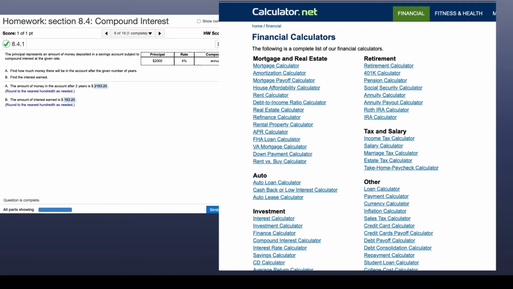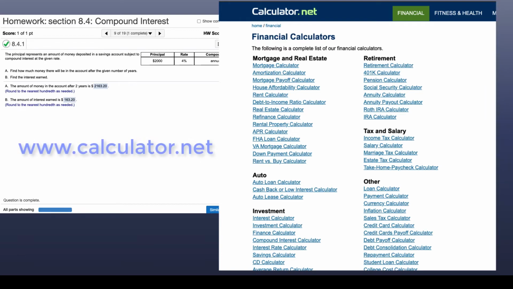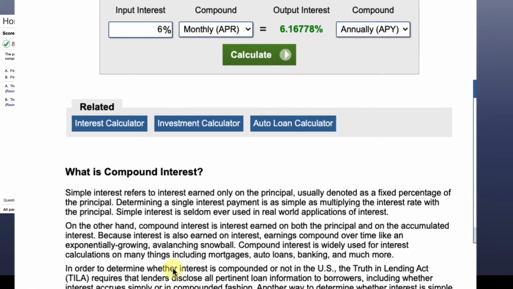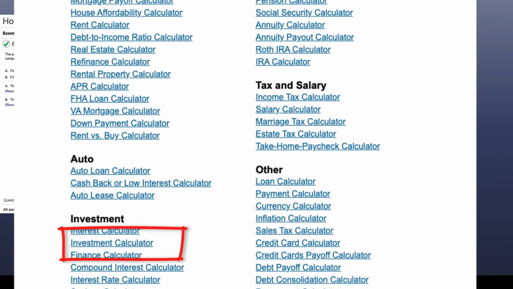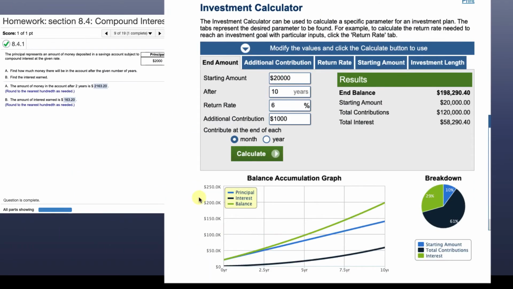So this is a website online that's a financial calculator. I'll put the link to this website in the description of this YouTube video. Tons of calculators on this website. So sometimes so many resources, it's hard to know what to use. So we're going to use a compound interest calculator right down here. All right, whoops. Not compound interest, sorry. It's the investment calculator. There it is.